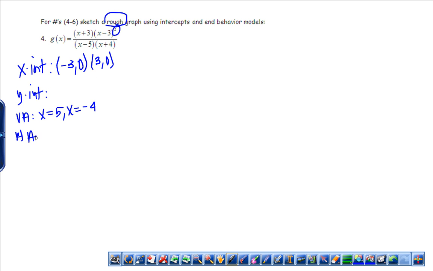Your horizontal asymptote, I know this is not multiplied out, and I don't have to worry about it multiplied out. I have an x to the first and x squared, so that is going to be x cubed over x and x, so that's x squared. So this is top heavy, so you're going to have a slant asymptote.